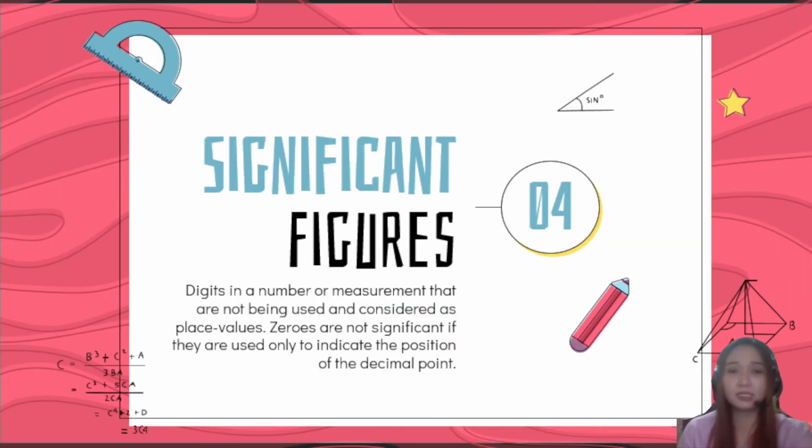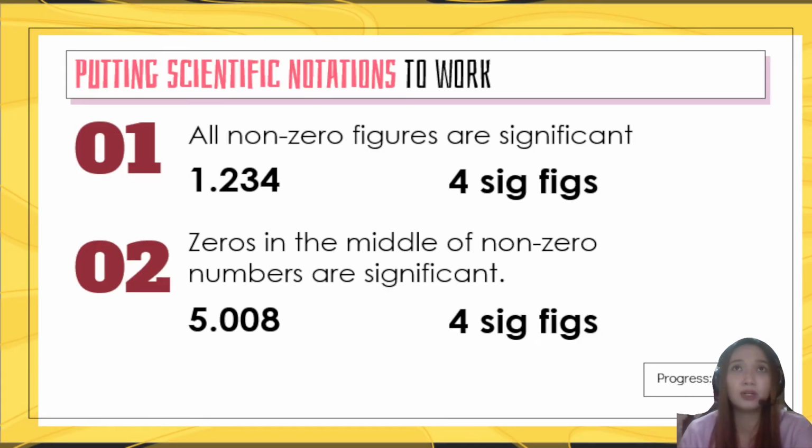So, the next is the significant figures. So, significant figures is helpful for us because it is the digits in a number or measurement that are not being used and considered as place values. For example, katulad nung kanina, yung Earth and yung atom, sobrang daming zeros. Okay? Zeros are not significant if they are used to indicate the position of the decimal point. Okay, so how do we compute or how do we analyze how many significant figures in a given quantity? Okay, so meron tayong 6 na rule.